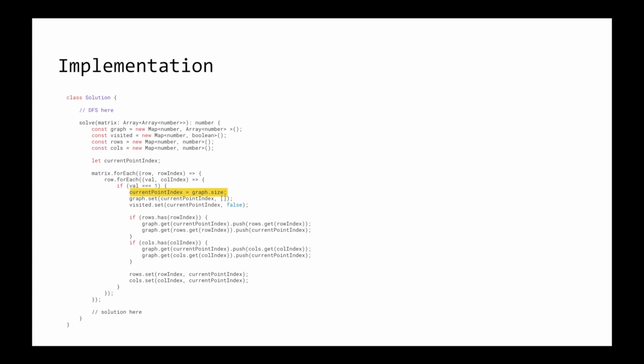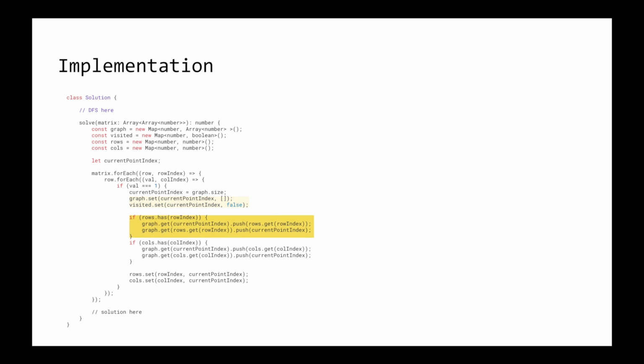Then we initialize this new node, and in the graph we set that it has no neighbors at this point. We also say that it has not been visited yet. That's why we have these two calls. Now comes the connection building part.